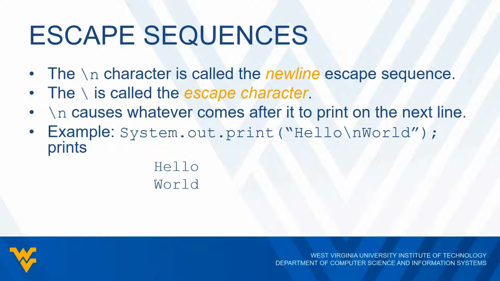Now you should be asking yourself a question here, which is, well, wait a minute. We have this \n, which means whatever comes afterwards, we print on a new line. But don't we have a method that takes care of that for us? Yeah, I mean, we have the print line method. Anything that comes after that also gets printed on a new line.